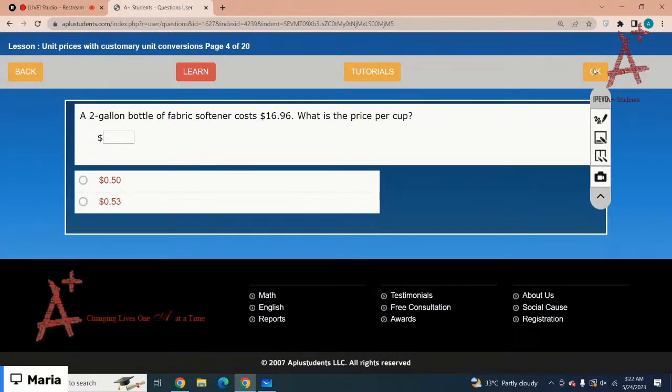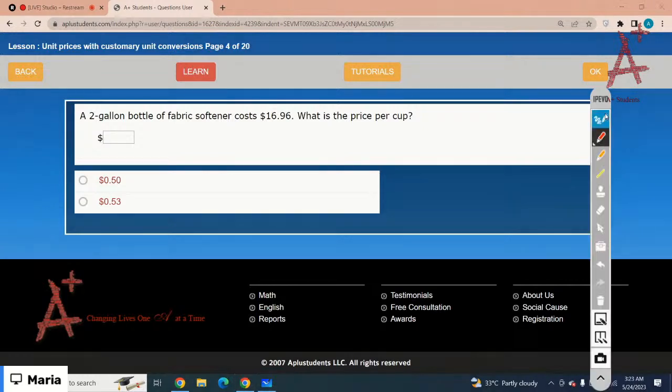Okay, a 2-gallon bottle of fabric softener costs $16.96. So what is the price per cup? You need to calculate the price of 1 cup. One gallon equals 16 cups. So you have 2 gallons. So 2 gallons equal 16 times 2. That would be 32 cups.